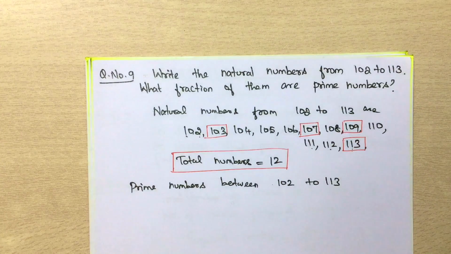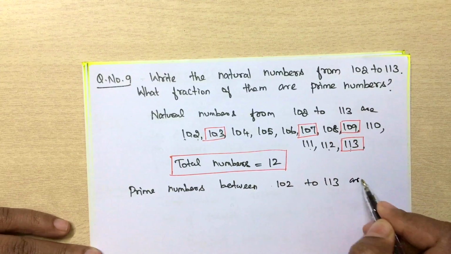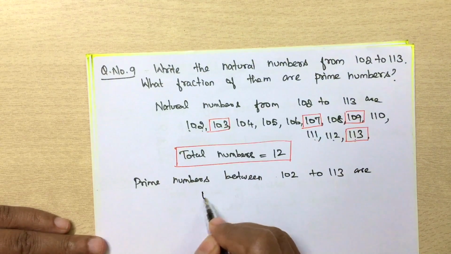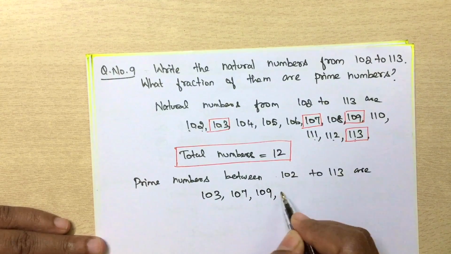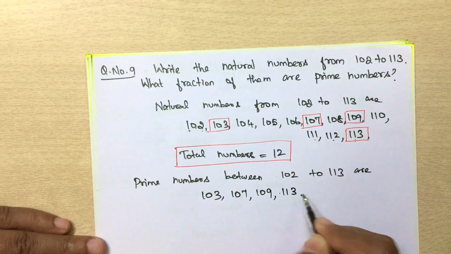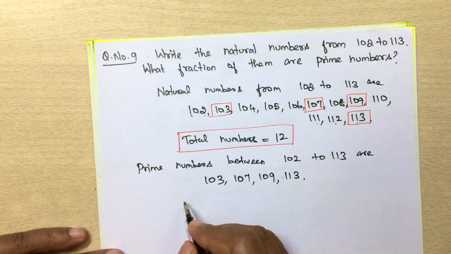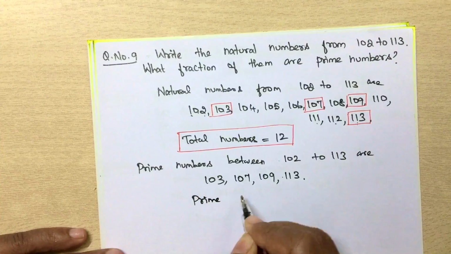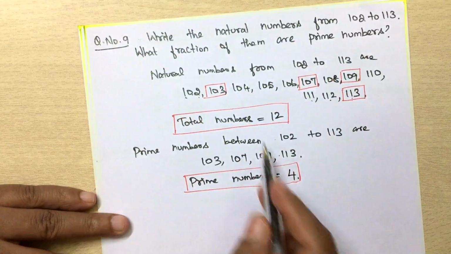So now let us write the prime numbers. So prime numbers between these two numbers are, what are they? 103, 107, 109 and 113. Okay. So now how many prime numbers are there? Total 4 prime numbers. So prime numbers we have 4. Okay. These two are the required numbers.